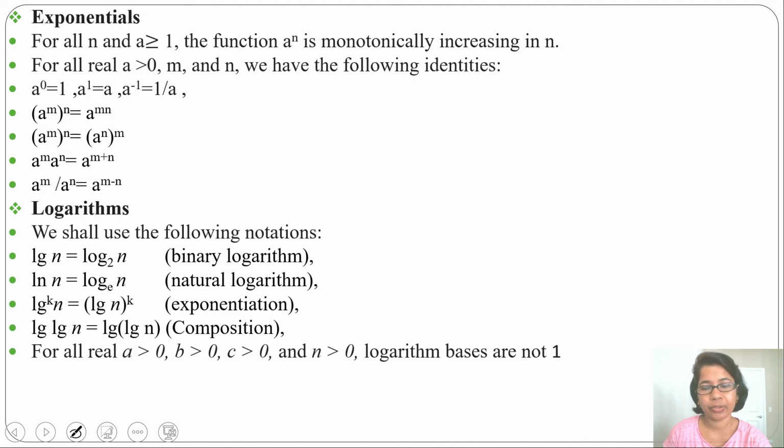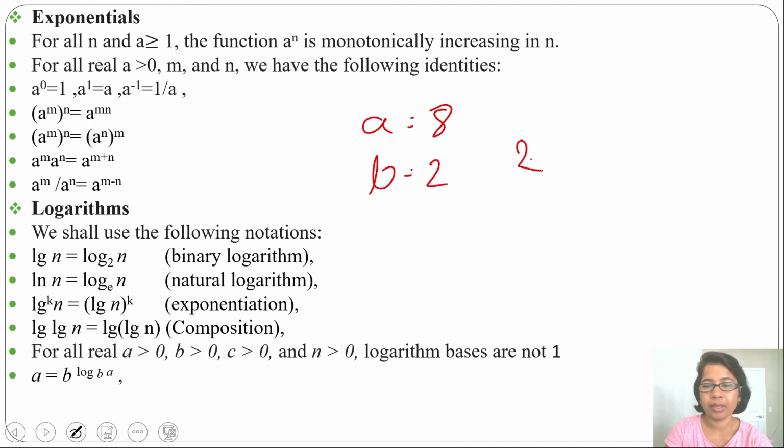For all real a greater than 0, b greater than 0, c greater than 0 and n greater than 0, logarithm base is not 1. Then a equals b power log a base b. Let a equals 8, b equals 2. Then 2 power log 8 base 2, log 8 base 2 will be 3. 2 power 3 equals 8. So we can say a equals b power log a base b.